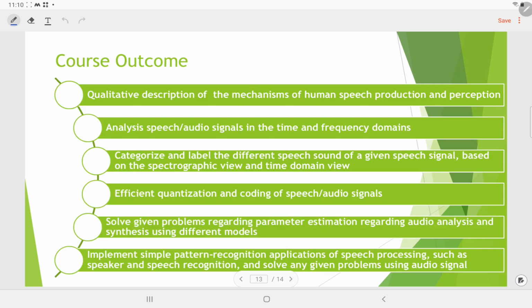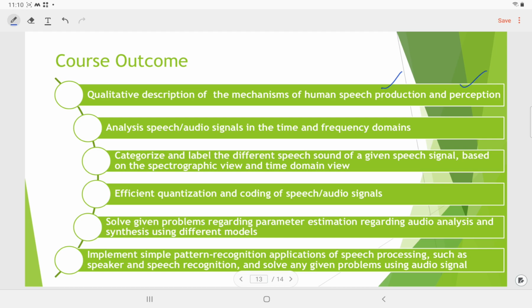So as a course, at the end of the course, I expect that you will have a qualitative description of the mechanism of speech production and speech perception. Then you will be able to analyze the speech or audio signal both in time and frequency domains. You will be able to categorize and label different speech sounds of a given speech signal based on the spectrographic view and the time domain view.